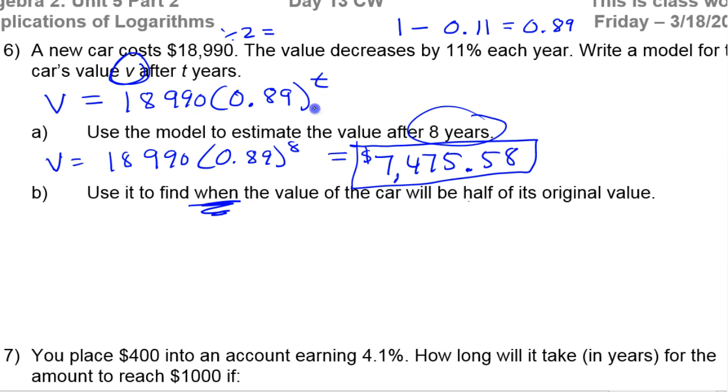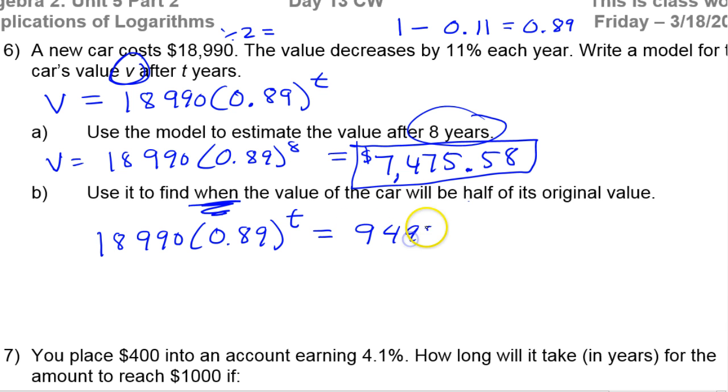So setting up the model, I've got this 18,990 times 0.89 to the power of time. If I want it to be half of its original value, I'm just dividing this by 2. Read me that number again. 9,495. Okay, so I got this number simply by dividing the original number by 2, half of its original value. Okay. All right, did I lose anyone just then?